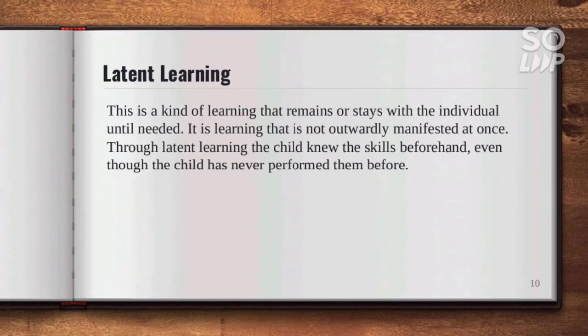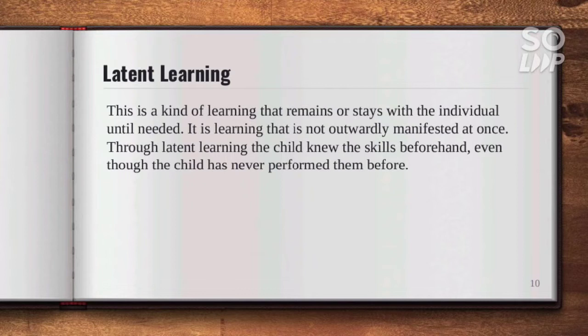So the next concept is latent learning. Latent learning is a kind of learning that remains or stays with the individual until needed. It is learning that is not outwardly manifested at once. According to Tolman, it can exist even without reinforcement. He demonstrated this in his rat experiments, wherein rats apparently learned the maze by forming cognitive maps of the maze, but manifested this knowledge of the maze only when they needed to.